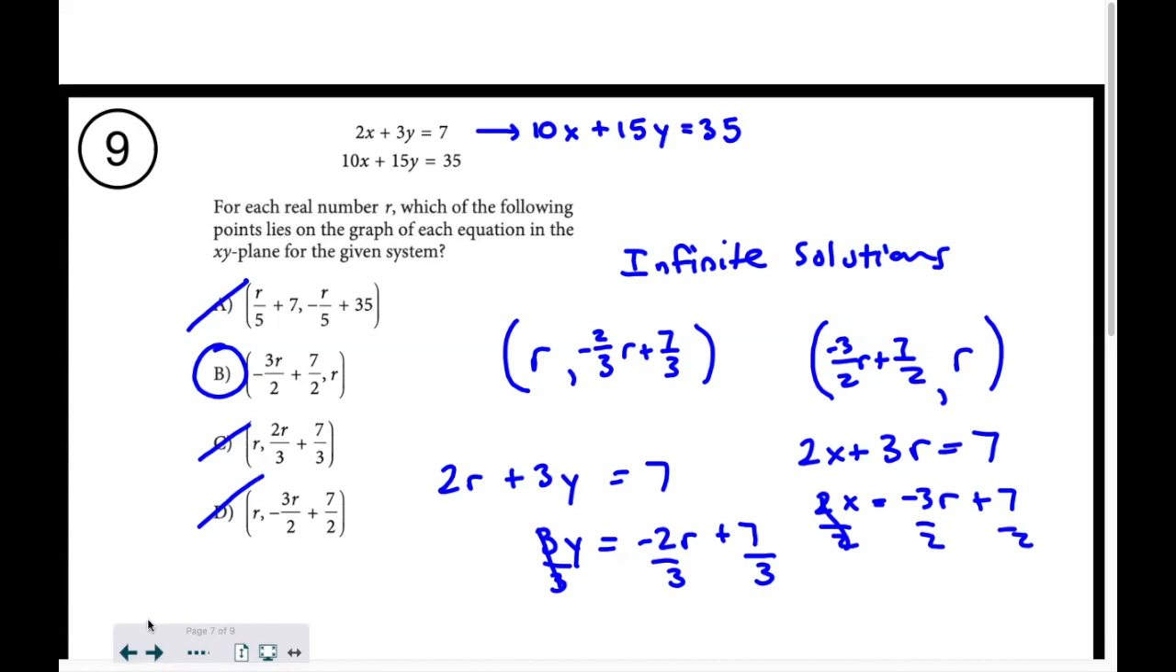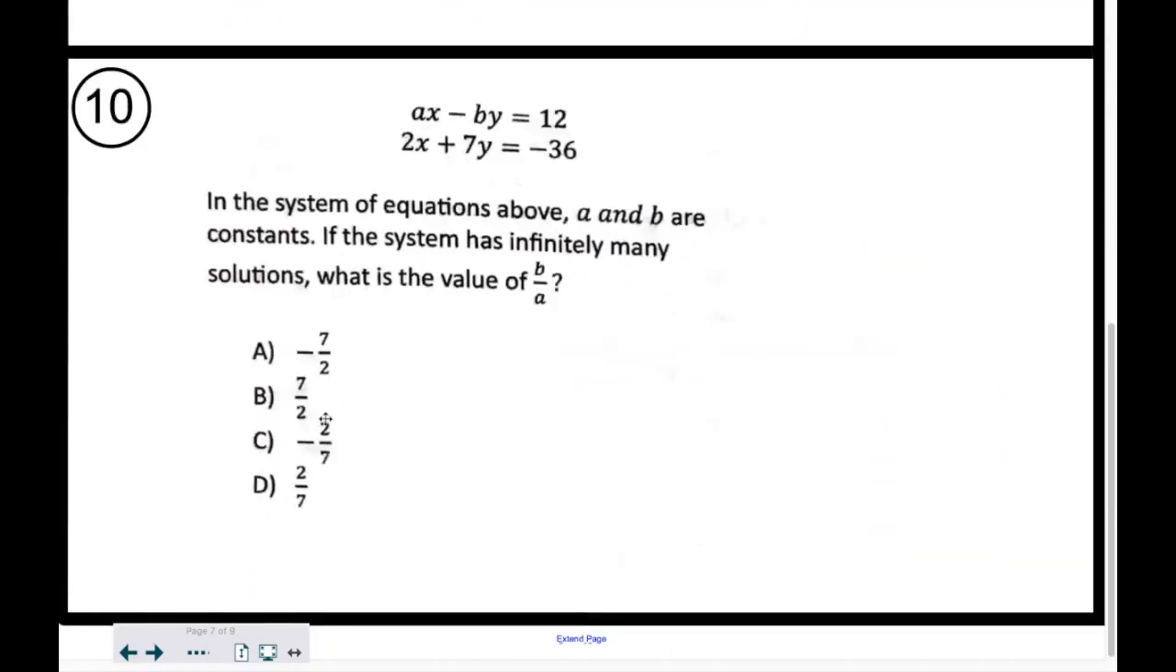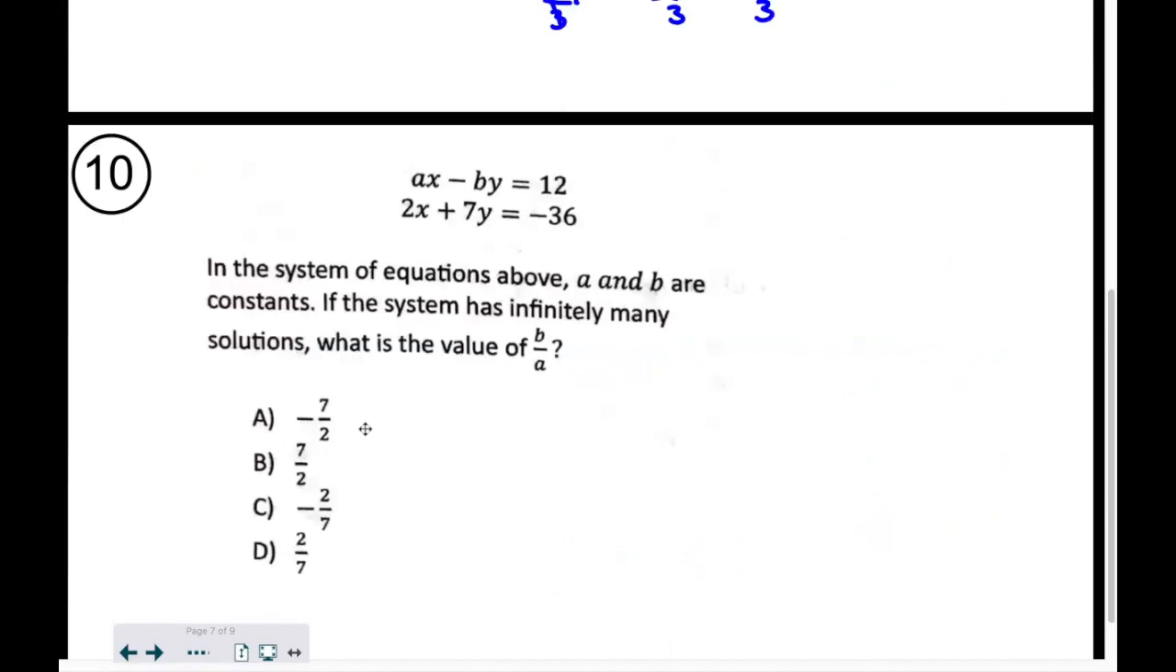Couple more problems. So let's take a look at number 10. Okay, so we have infinitely many solutions. And I'm going to show you a different way to do this. Some of this you might be able to do in your head, but I'll write it out just a little bit. So I showed you before that infinitely many solutions in standard form would mean that everything ends up being the same.